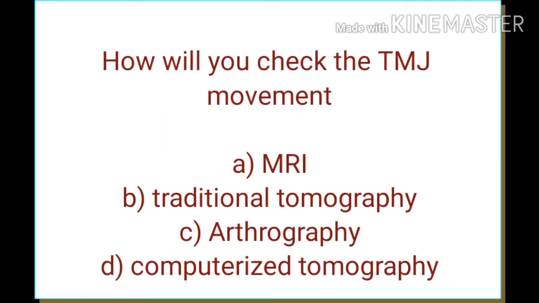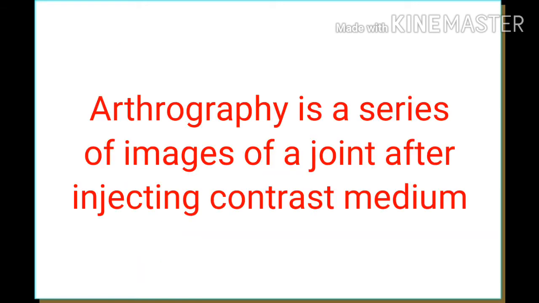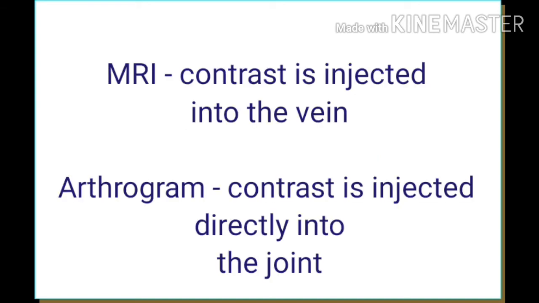The next question is, how will you check the TMJ movement? MRI, traditional tomography, arthrography, or computerized tomography? The answer is arthrography. Arthrography is a series of images of a joint after injecting a contrast medium. In MRI, the contrast is injected into the vein, whereas in arthrogram, the contrast is injected directly into the joint.